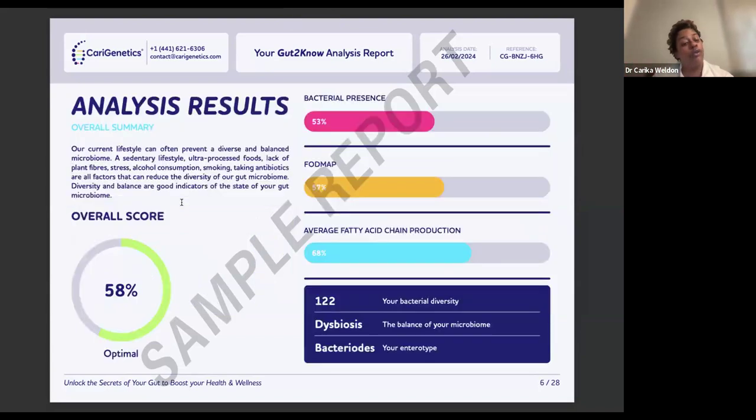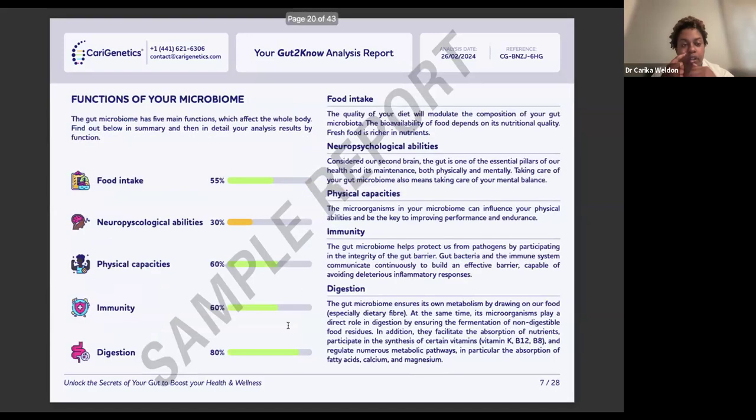Okay, so it does give you an overall score so that you know, am I good or not? Obviously this person is in optimal and is green, so that's a good sign. It would also let you know the variety of bacteria that are present. It goes into FODMAP, which I'll talk about in a minute. And it also looks at the average fatty acid chain production. Again, it gives you a score for your bacterial diversity. It lets you know how your microbiome is balanced, and then it will tell you your enterotype as well.